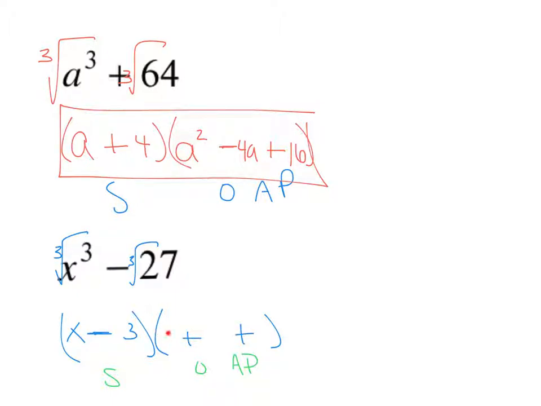Again, to get my first term here, all I want to do is square this. So I will get x squared. To get my last term here, all I'm going to do is square this term here, the 3. That gets me 9. And to get my middle term, I'm going to do 3 times x, which is 3x. And that's how you factor this one.